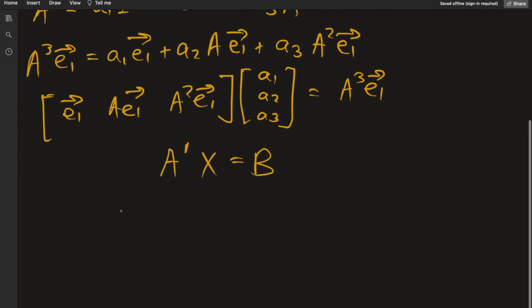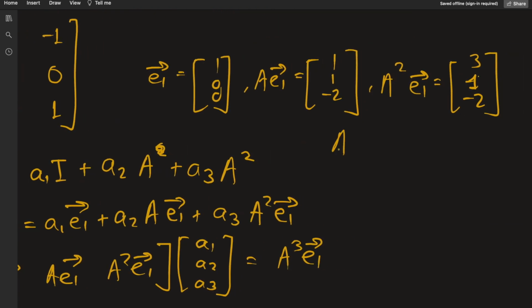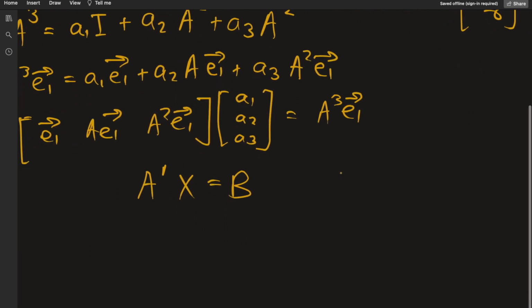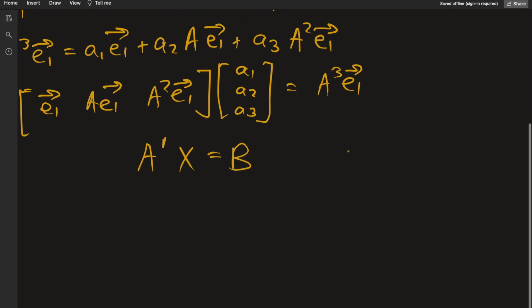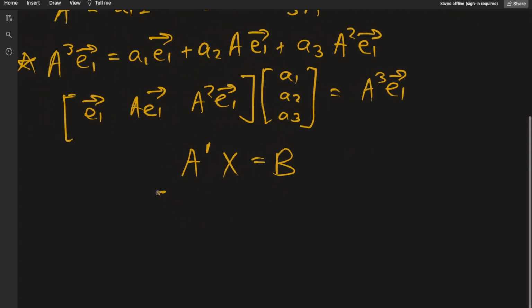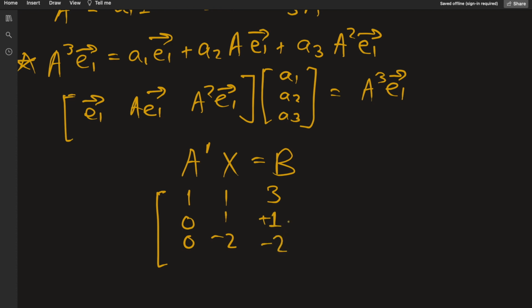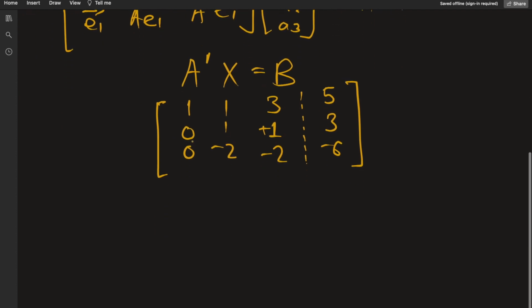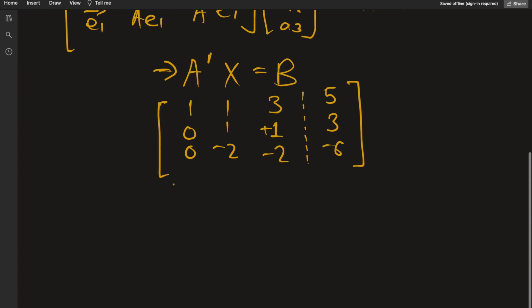Now let's construct a matrix out of them. First let's calculate A cubed E1 too, because we need that in the augmented matrix. If you meticulously do that, you get 5 3 negative 6. Now when we construct an augmented matrix for this system, because we want to solve for a1, a2 and a3, we get 1 0 0, 1 1 negative 2, 3 1 negative 2, and 5 3 negative 6. This is the E1, this is A E1, A squared E1, and this is A cubed E1 in the augmented matrix for this system.